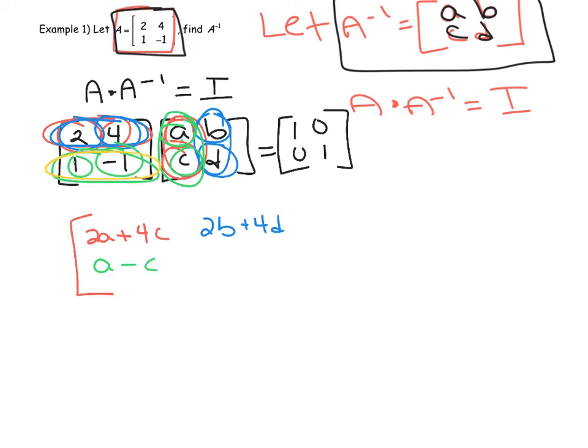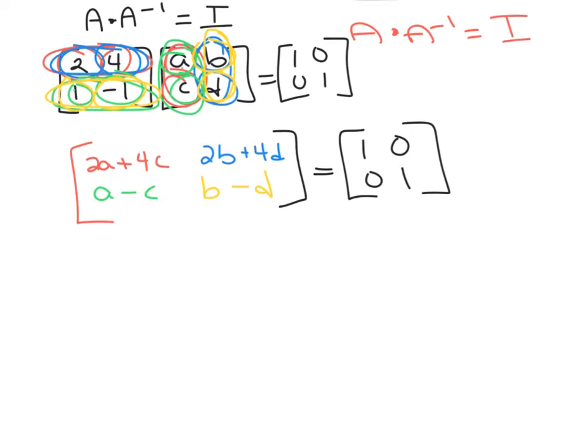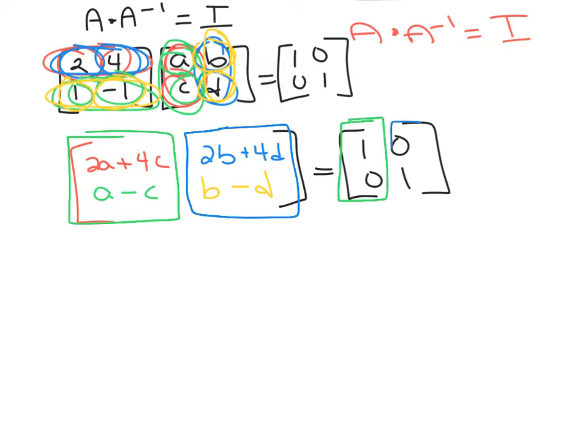And then we have last row, second column. 1 times B is just B. And negative 1 times D is minus D. Okay? And this is all equal to that identity matrix of 1, 0, 0, 1. Now, we're going to break this up into 2 matrices because we know the following. I know that this column is equal to this column, and I know this column is equal to this column.